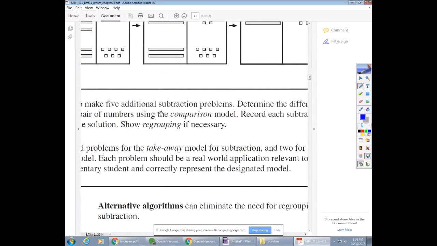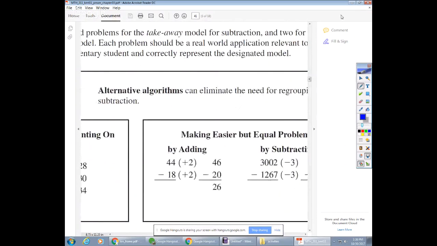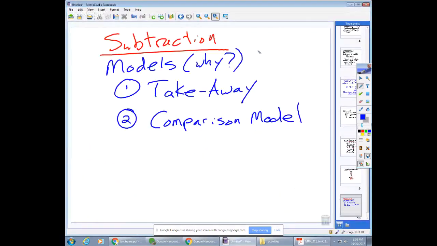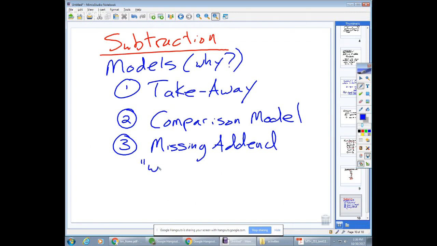Okay, so let's try some more alternative algorithms. Let's see, we're not done with models. Sorry, 2 more models here we talked about. Another model was the missing add-in model. I called it the what do I add model.